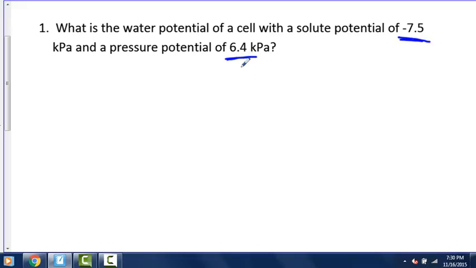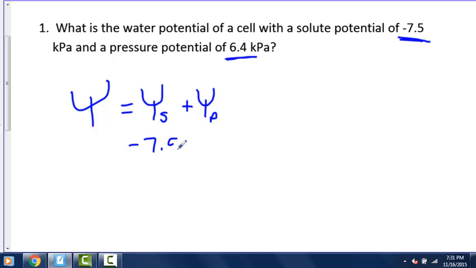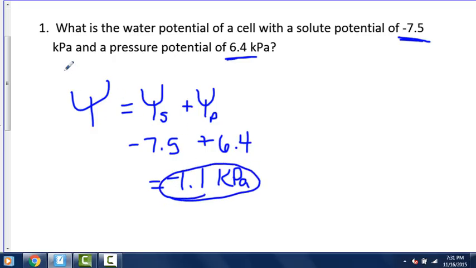You'll remember that water potential of pure water is 0, and any solutes added make it go lower. So that's why this is a negative number. First of all, I apologize because I'm using this little writing thing and my writing's never good on here. You want to remember that water potential is equal to the solute potential plus the pressure potential. So the solute potential is negative 7.5. You add the 6.4 to it, so you get 1.1 kilopascals, and it would be negative. And that would be our answer for this problem.